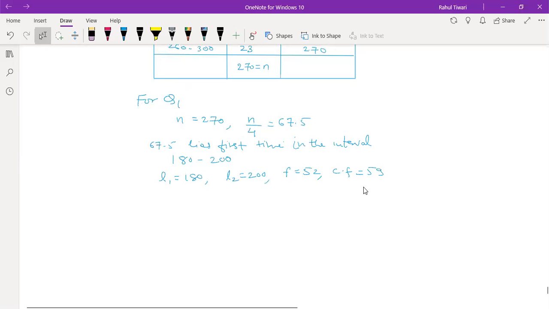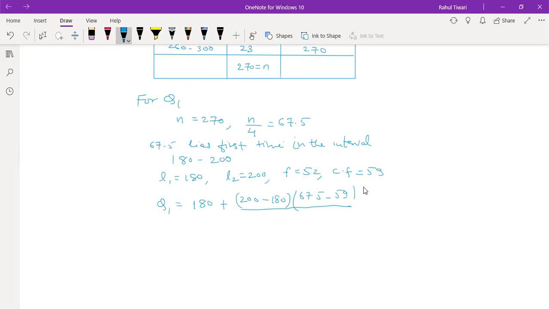Now apply the formula. Q1 is equal to L1, which is 180, plus L2 minus L1, which is 200 minus 180, then N by 4, which is 67.5, minus CF, which is 59. I am not writing the formula again here, because once you write it twice and thrice, you will remember the formula, so no need to write it down. The only thing is that you need to do the calculation.